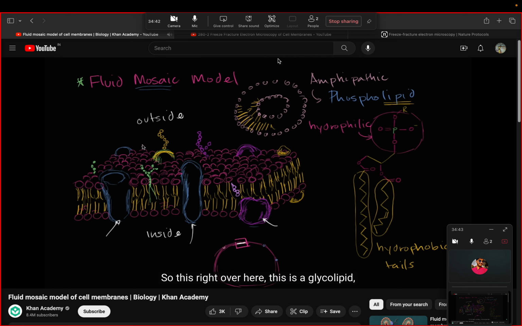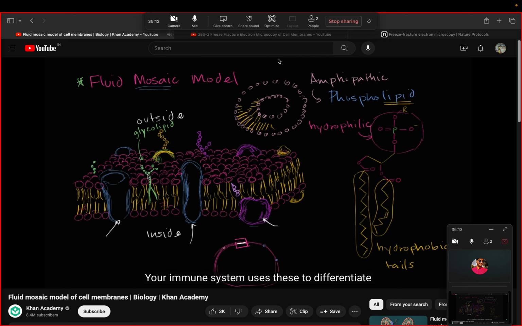So this right over here is a glycolipid, which is fascinating. It lodges itself in the membrane because it has this lipid end, so that's going to be hydrophobic. It's going to get along with all of the other hydrophobic things. But then it has an end that's really a chain of sugars, and that part is going to be hydrophilic. It's going to sit outside of the cell. And these chains of sugars are actually key for cell recognition.